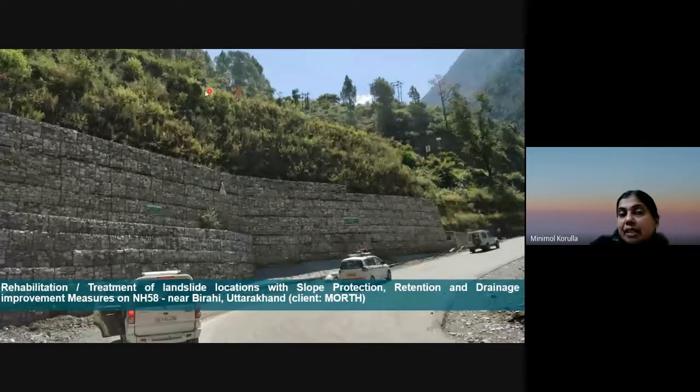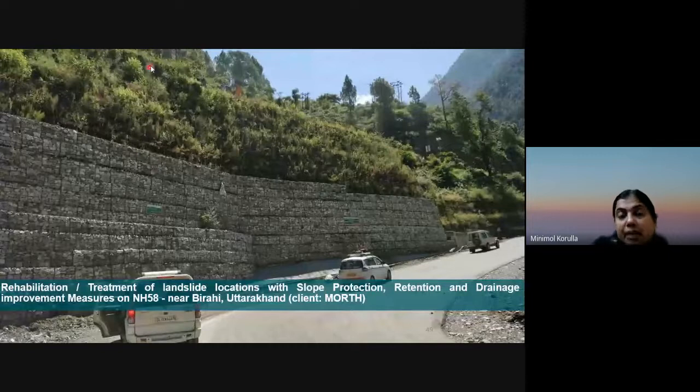This is a structure in Uttarakhand. It is for the deep landslide prone area, which is called Birahi. What you are seeing is in fact a 25-meter high reinforced soil system. The bottom two blocks are with the gabion fascia, and the reinforcement geogrid is going inside. So it is coming almost 15 meter.